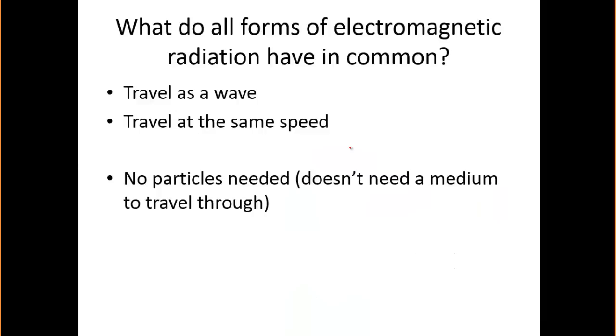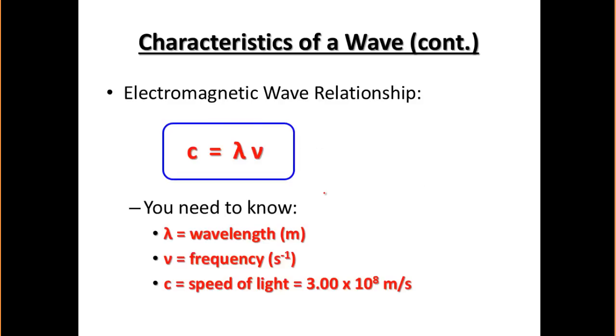Now, what do all forms of electromagnetic radiation have in common? They all travel as a wave. They all travel the same speed. And they don't need particles to travel through, so they don't need a medium. An example is sound, which needs air or a solid or a liquid to travel through. Light does not, so light does not need a medium. Sound would need a medium to travel through.